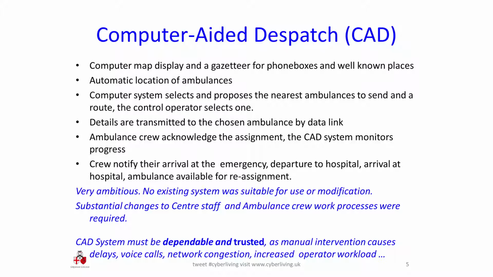And the controller would select one, and then the details under this system would be sent by data link to the ambulance, which would go off to the call, acknowledge what its status is, tell the system when it arrived, when it left for the hospital, when it got to the hospital, when the ambulance was free again. So a lot of status updates, again being done by data link in order to avoid the network congestion on the voice calls.